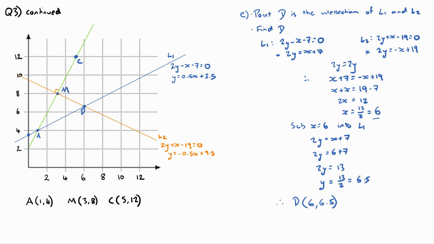So just to recap, another strategy could have been to put both of these into your graphics calculator, and that would have created two lines like this, and use the analyze function intersection to find the coordinates of this point. However, I chose to demonstrate simultaneous equations here. And that is the answer to part E, question 3.